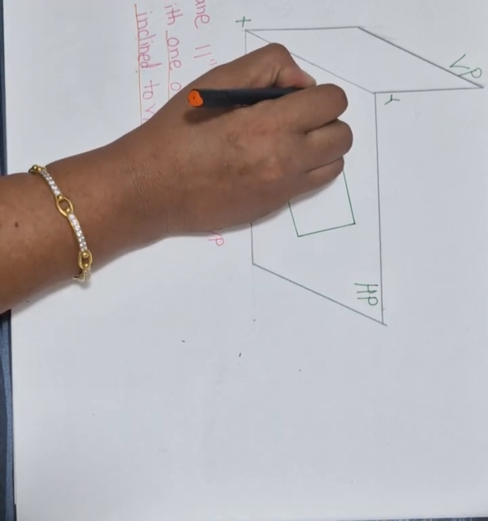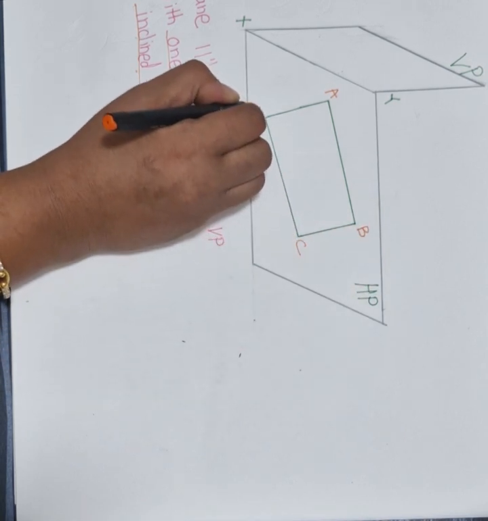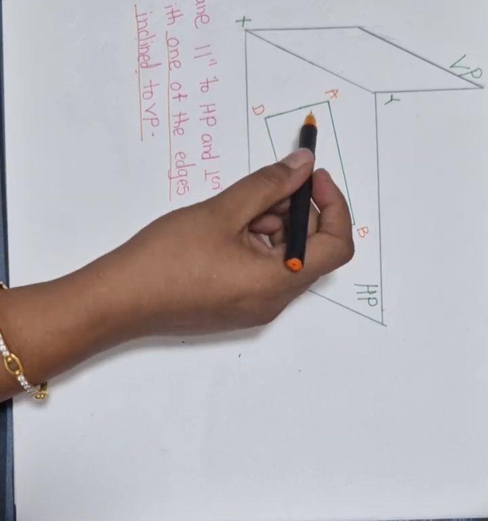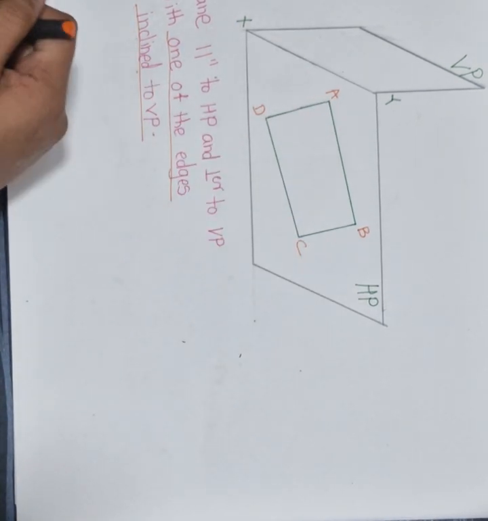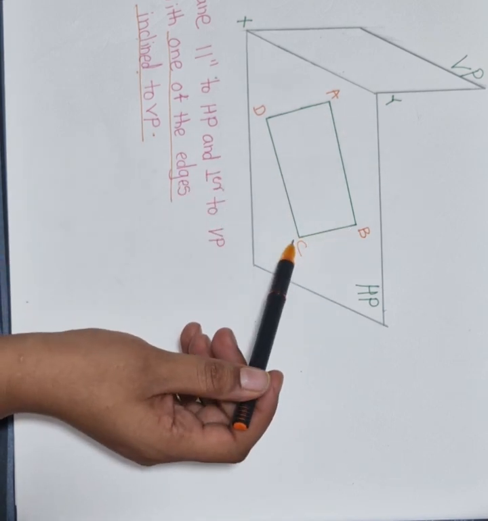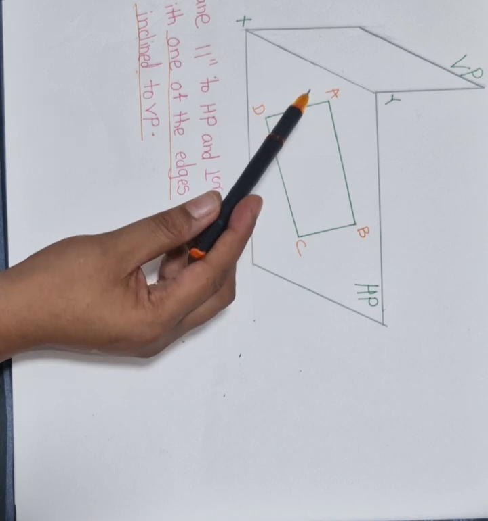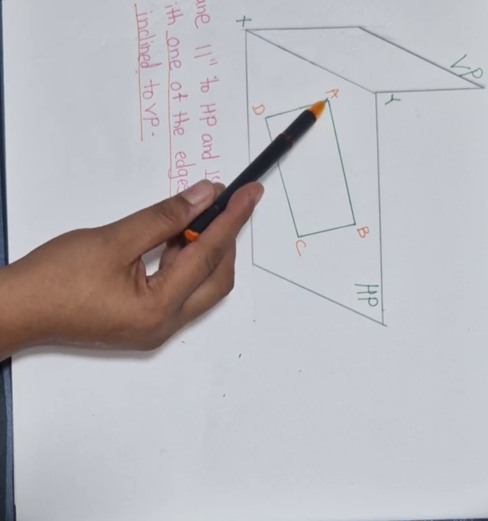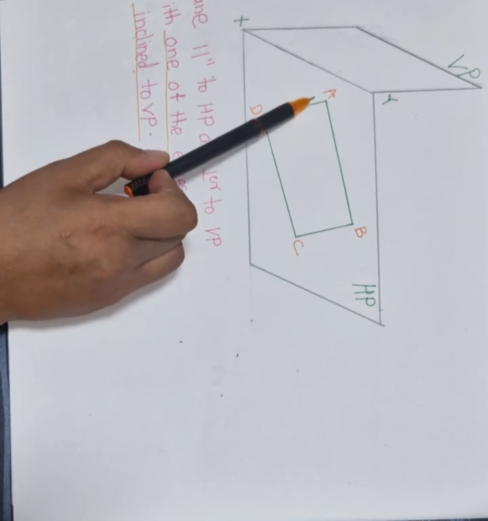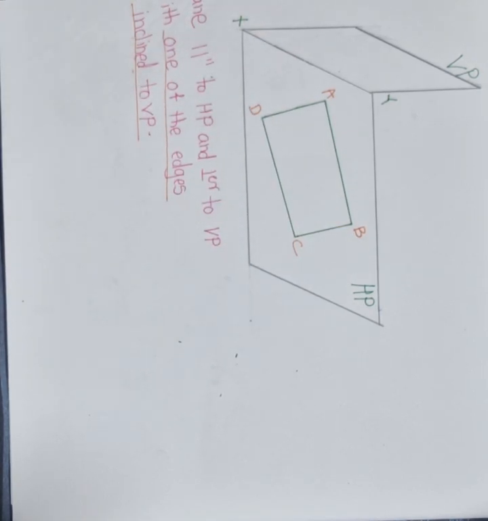Now this is the plane, a rectangular plane named ABCD. AD is the edge of the plane, AB is the edge of the plane, BC is the edge and CD is the edge. Out of these edges, AD and BC are shorter edges, AB and CD are longer edges.